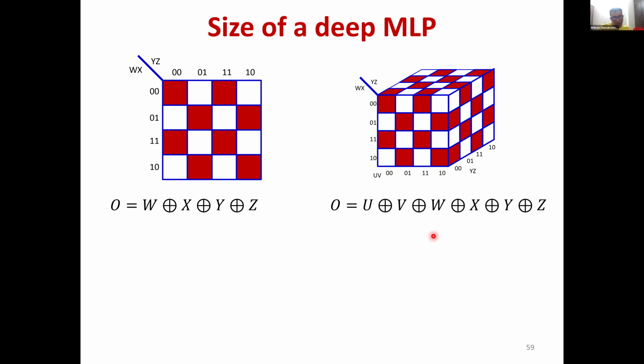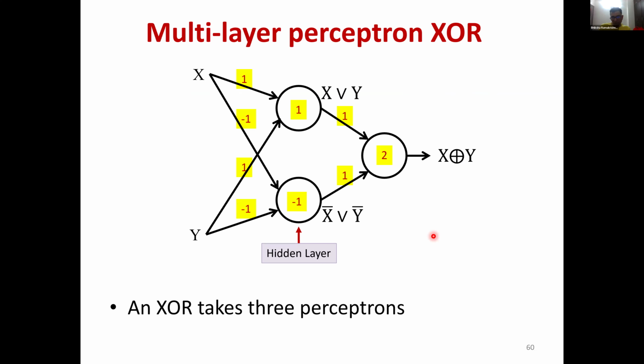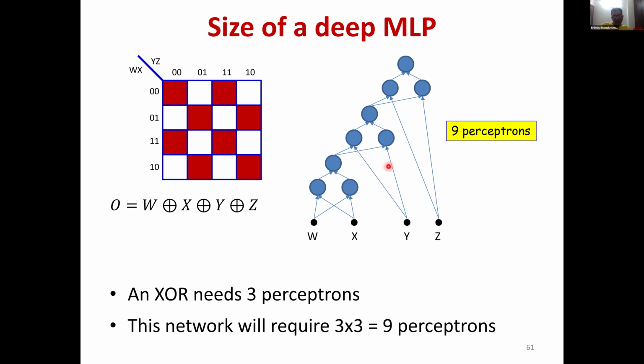And an XOR, how many perceptrons do we need to construct an XOR? Anybody? 3. An XOR takes 3 perceptrons, or even 2, right? So here's what I can do. I can use these 3 perceptrons to compute W XOR X, then these 3 to XOR that output with Y, and these 3 to XOR that output with Z. And so I can compose this function using 9 perceptrons, or if I use 2 perceptrons per XOR, I can do this with 6.